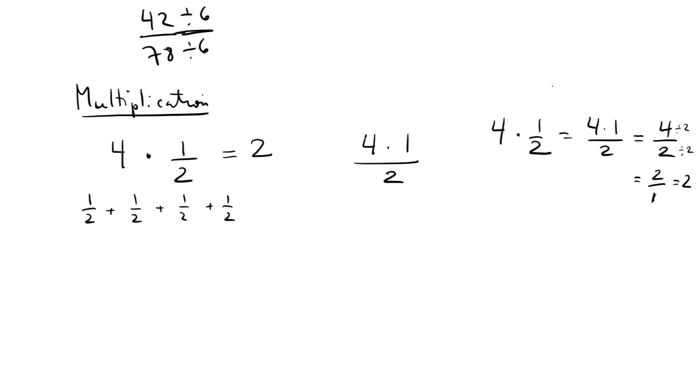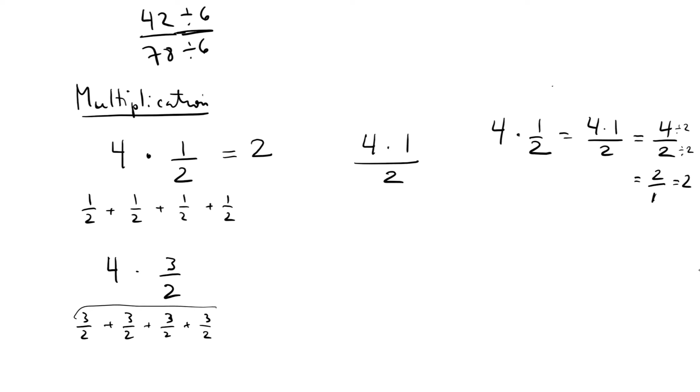Let's see something maybe a bit more complicated. 4 times 3/2, well, that's the same principle here. It's 3/2 plus 3/2 plus 3/2 plus 3/2. Now those are all fractions that have the same denominator, so I can just add the numerators. So if I add those numerators, how many 3's do I have? I have 4 of them, which I divide by 2.